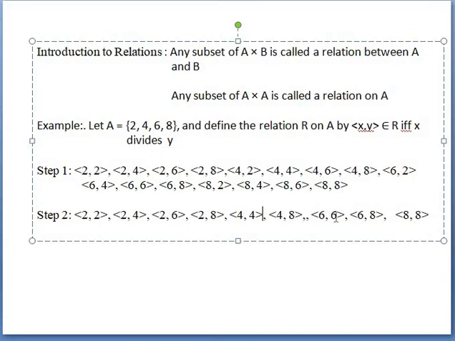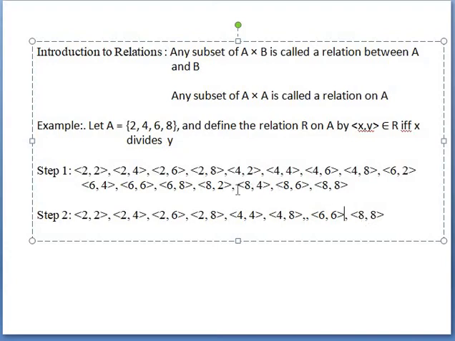Similarly (6,6). The 6 is divisible by 6. Now see, the next element (6,8). Is 8 divisible by 6? No. So I cannot include this element (6,8). So our last element will be (8,8), because 8 is divisible by 8.